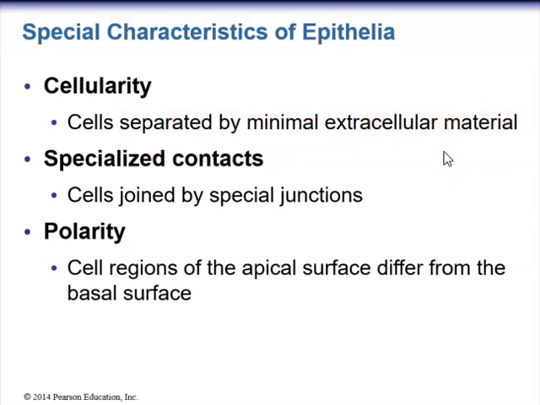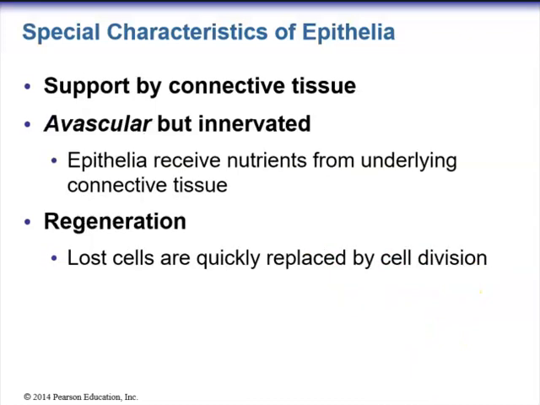Another characteristic of epithelia is that they have specialized contacts, or a specialized way of communication between cells. Cells are joined by special junctions that allow for communication between cells. Another special characteristic is polarity. The cell regions of the apical surface will be different from the basal surface. We know that epithelia are supported by connective tissue. In some mucous membranes, we have a special type of support called the lamina propria. We also know that epithelia are avascular but are innervated.